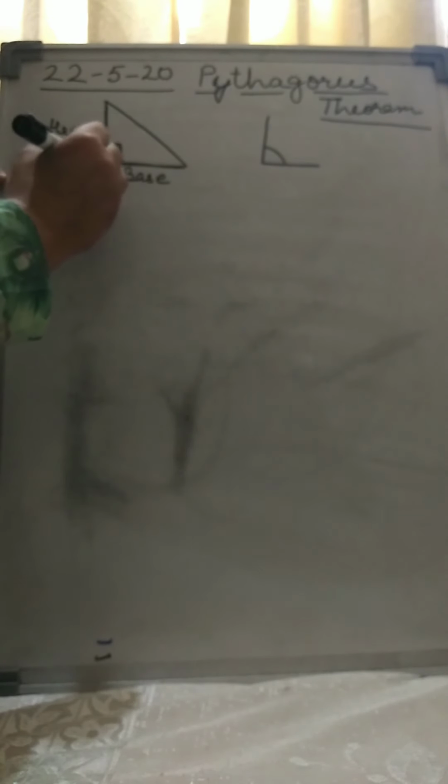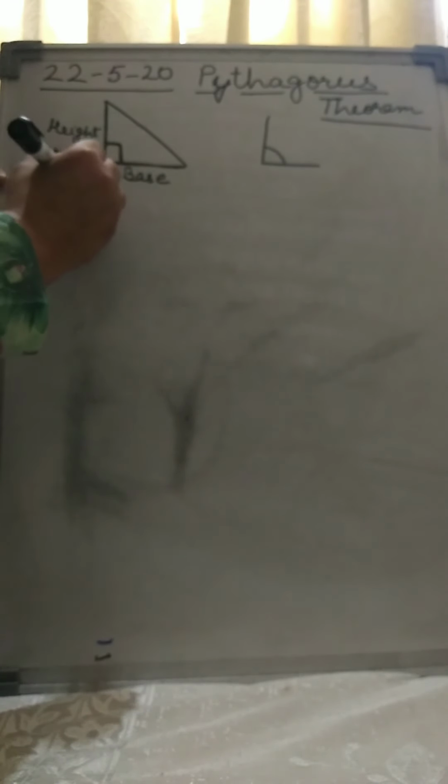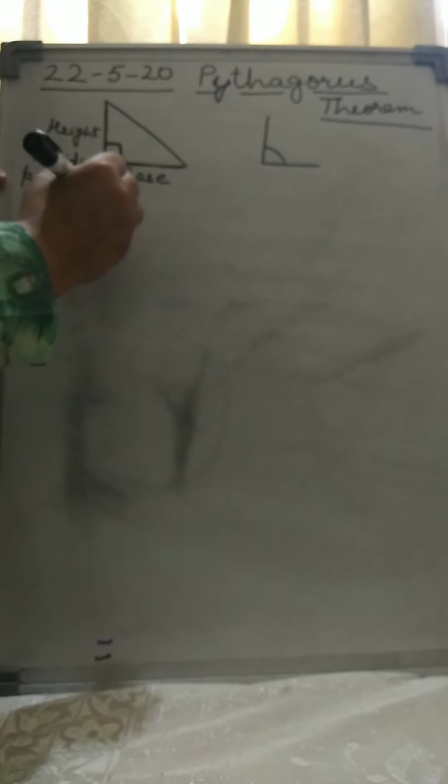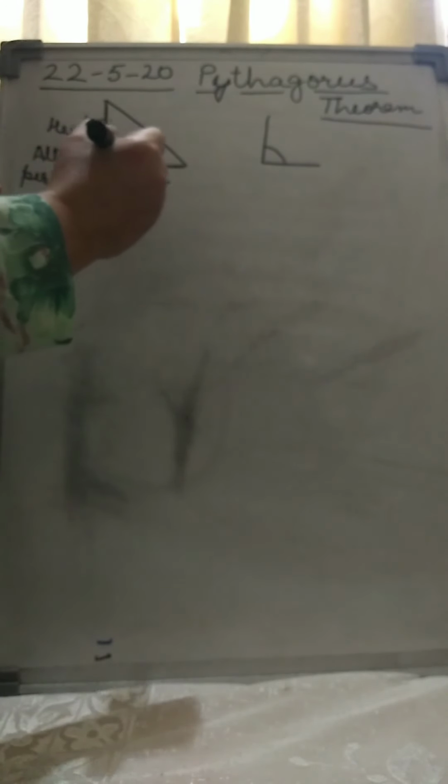Altitude also you have studied, and perpendicular you are studying from your previous classes. All are making an angle of 90 degrees with the other line segment. Is this clear? So this standing line of the 90 degree angle is called the height, and the other arm of the 90 degree angle is called the base.